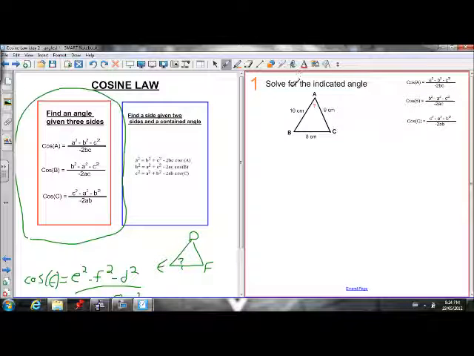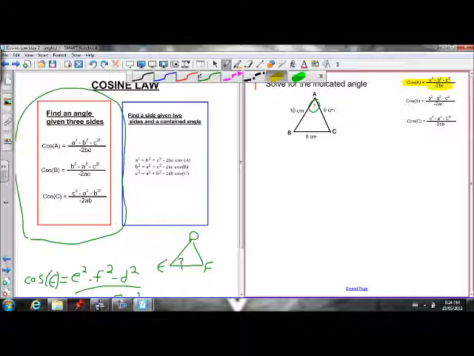Okay, so if I wanted to solve for angle A of this triangle, I'm given the other three sides, so I know I can use the cosine law. That's one of the scenarios I use the cosine law is when I'm given three sides and I'm asked for an angle. I'm going to use one of these rearranged cosine law formulas that are used for solving for angles. I'm going to use the one that has angle A because that's the angle I'm looking for. So I'm going to use cosine of angle A.